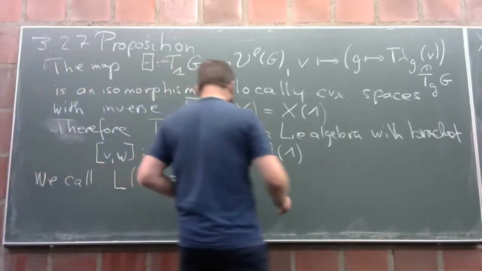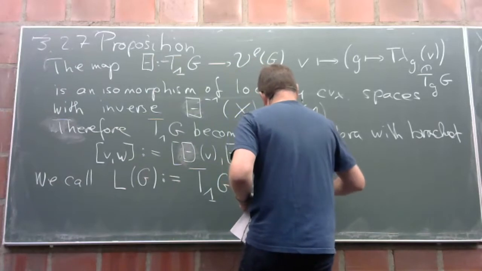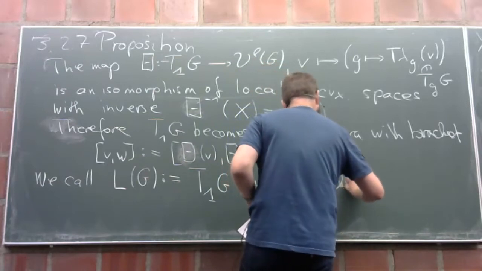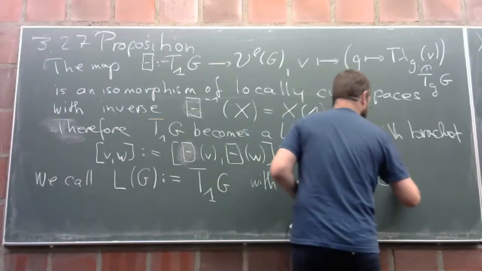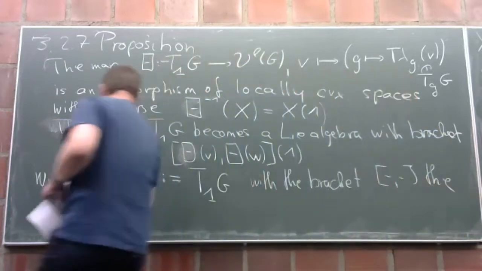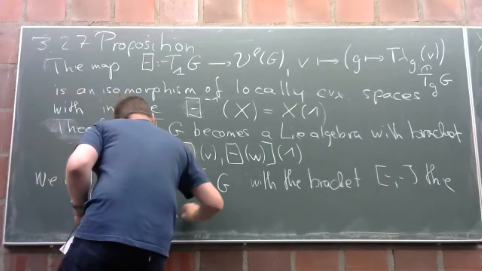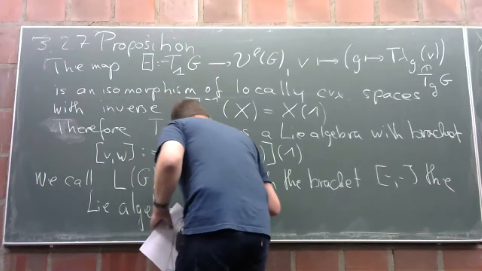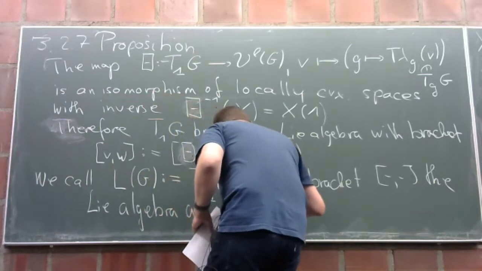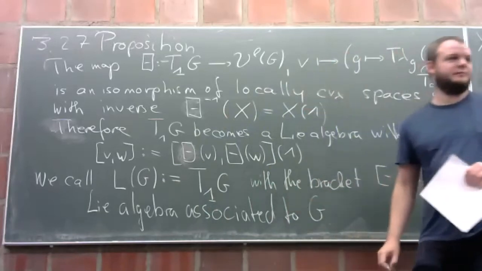So we call this, with the bracket, just as above, the Lie algebra associated to the group G.